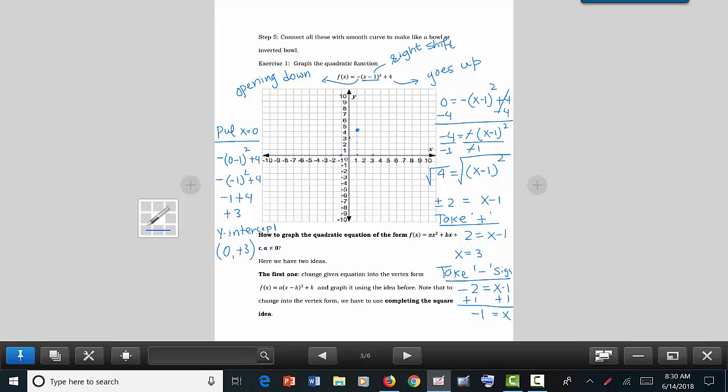Now we have everything. If we have everything, we just make the parabola. So this is the vertex, concave down, and joining all those points. This is the vertex going down, and that's how we graph that parabola. Just a few steps we have to keep track of.